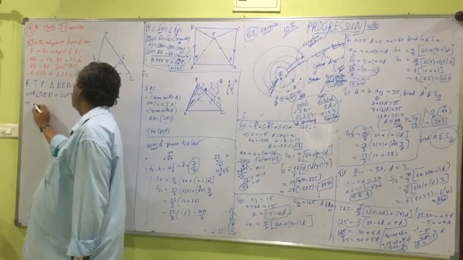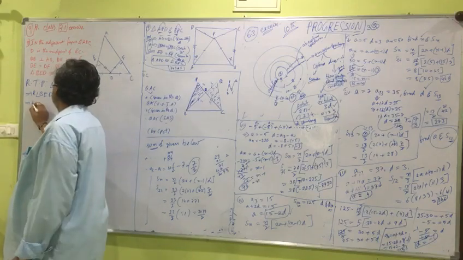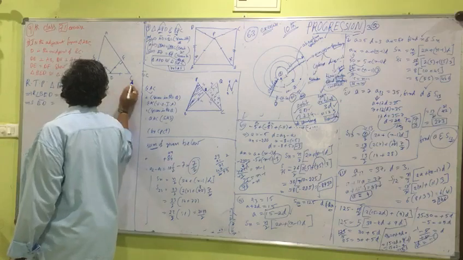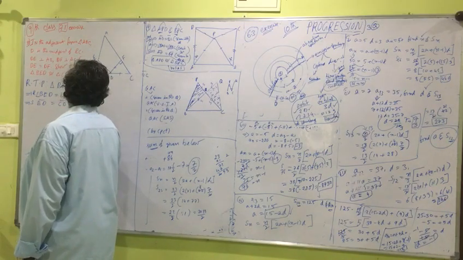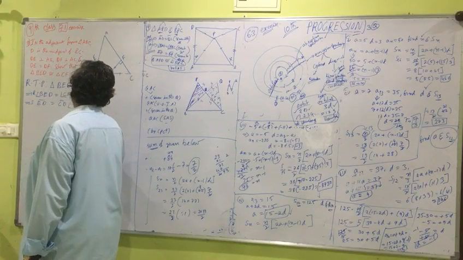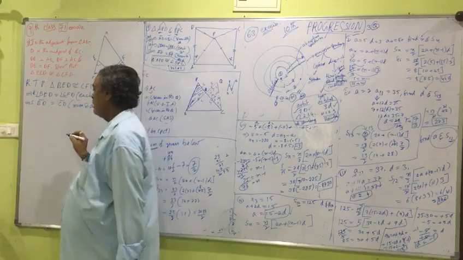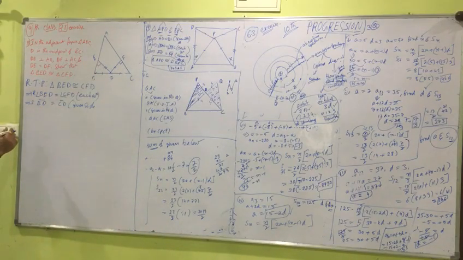Next one is: BD is equal to CD. This is the given side. Given side. Next one. What is that?